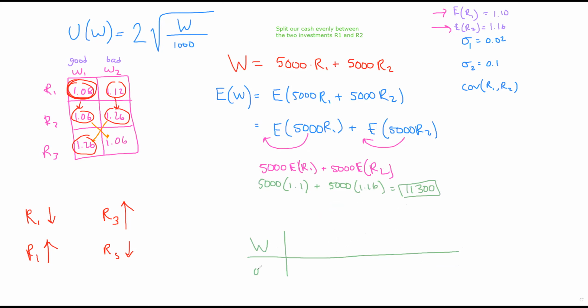Our wealth outcomes, if we put half of our money in R1, so let's say $5,000 into R1 and $5,000 into R2. If omega 1 happens, then we get 5,000 times 1.08 plus 5,000 times 1.06, which is, I think, 10,700.